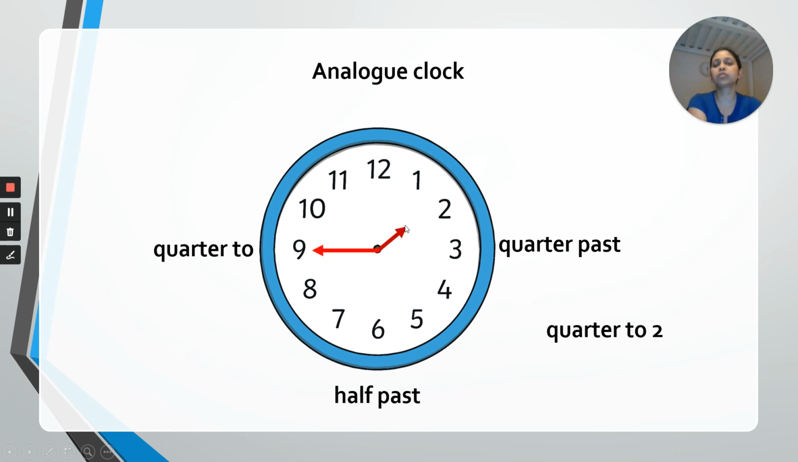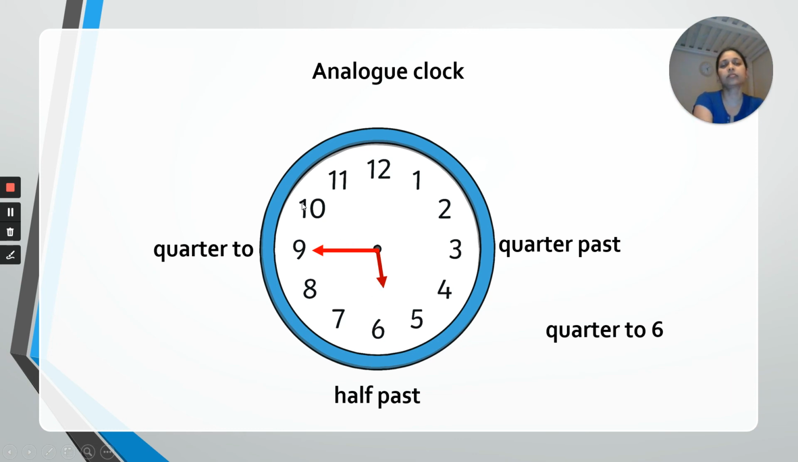And to explain quarter to, our minute hand has to be on the 9. So when the minute hand is on the 9, it is always quarter to. And our hour hand is on the 2, so it is quarter to 2. Another example, minute hand on the 9, hour hand on the 5, so quarter to 6.